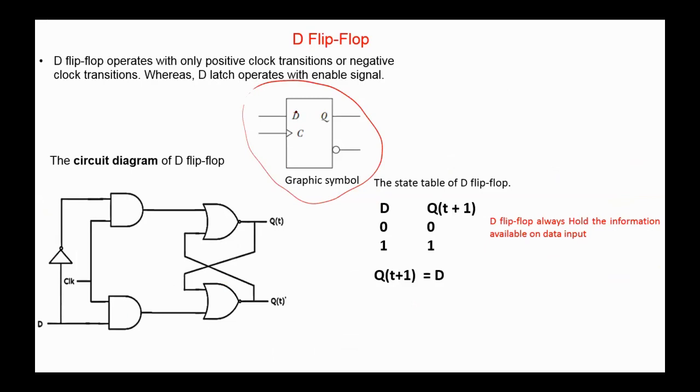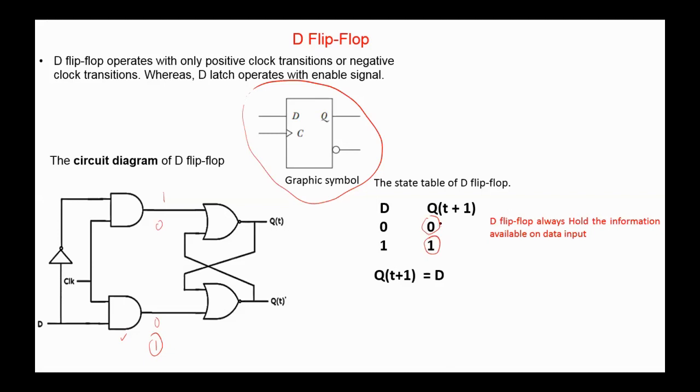We have only one input, and this is the circuit diagram for the clocked D flip-flop. D in its normal form is applied to the first AND gate, and in its complement form to the second AND gate. So if D is 0, we'll have here 0, 1, which is the reset state. So the next state will be 0. And if D is 1, we'll have here 1 and here 0, which is the set state. In this case, Q of t plus 1 equals 1.